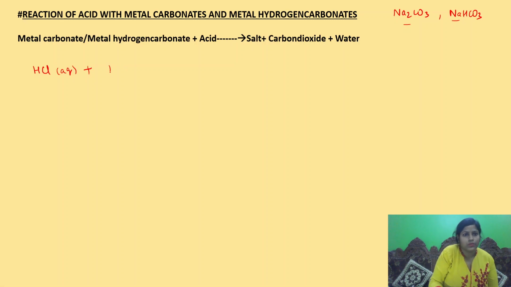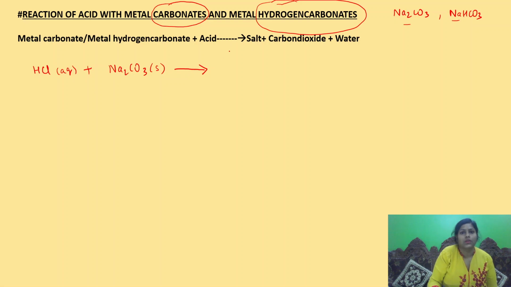This reacts with Na2CO3. This is metal carbonate. This is solid. What will be formed? Now here there is a trick. Wherever you see a carbonate ion or hydrogen carbonate ion, you will get carbon dioxide in the product. First thing is clear. Wherever there is a carbonate ion or a hydrogen carbonate ion in the reactant side, you will get carbon dioxide in the product side.